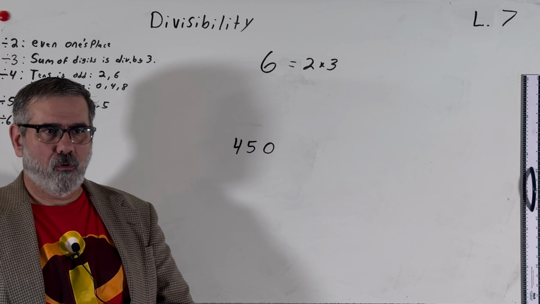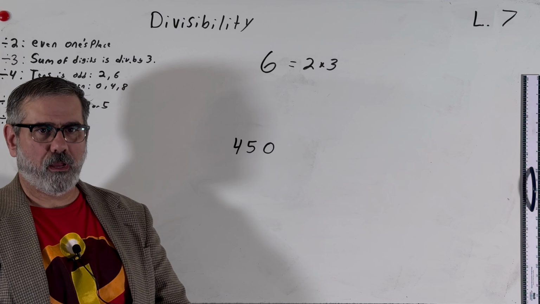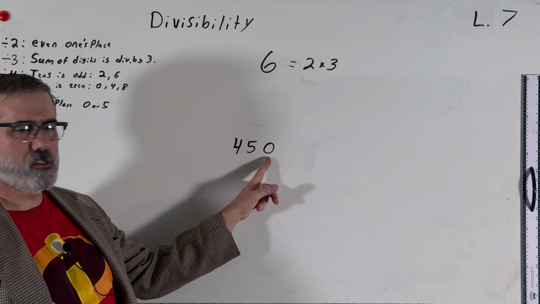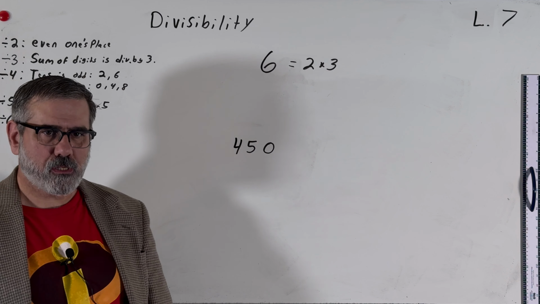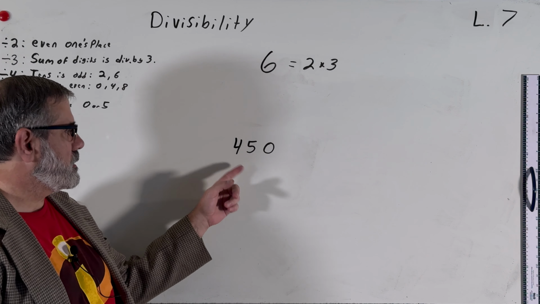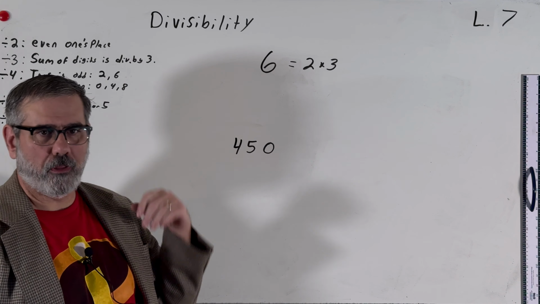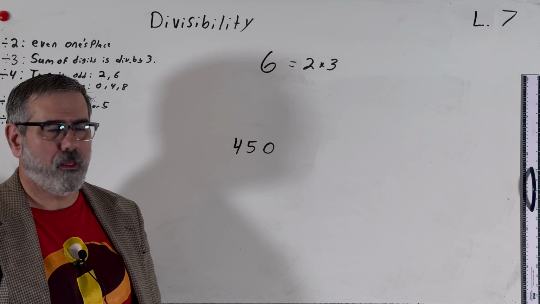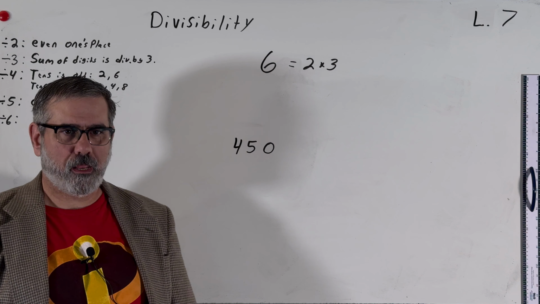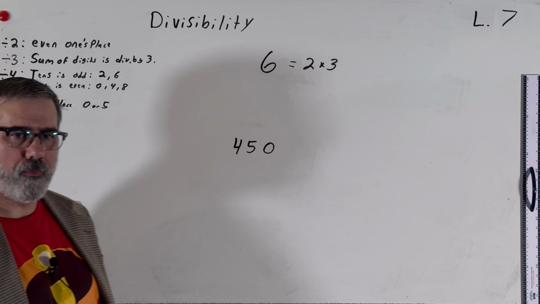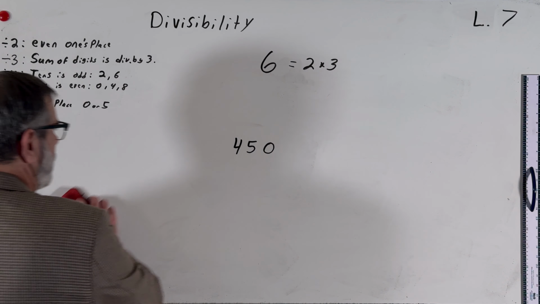So the first test we do is the even test, right? Is it divisible by 2? Well, yes it is, because the ones place has a 0, and that's one of the even digits. Next we have to ask, is it divisible by 3? Well, we just add up the digits. 4 plus 5 is 9, plus 0 is still 9. So yes, it's divisible by 3, and that means it must be divisible by 6. And I'll let you try that at home to verify that that's the case, and we'll move on to 7.